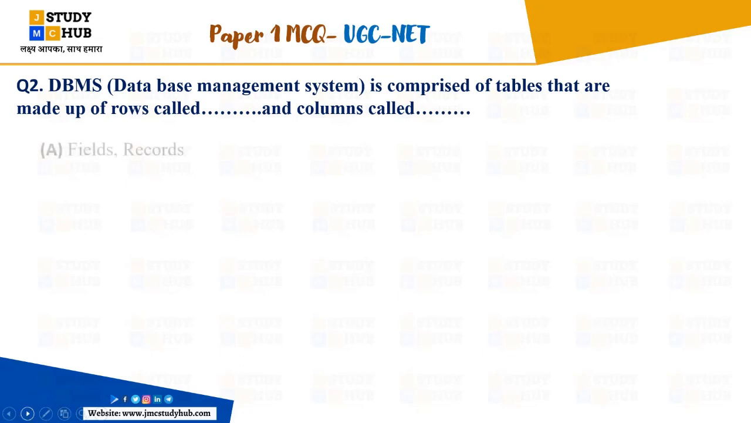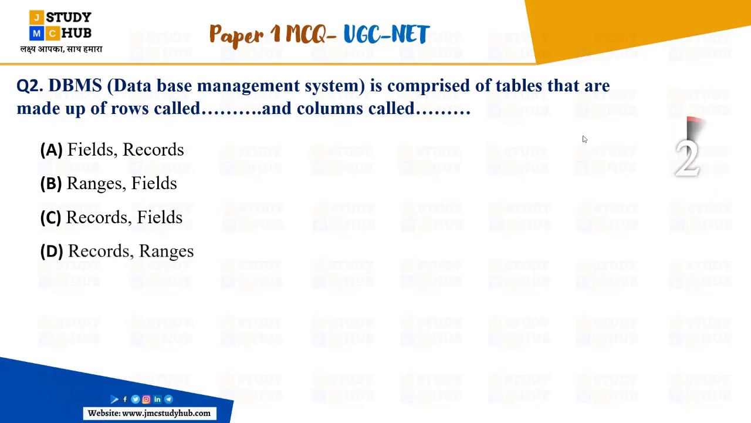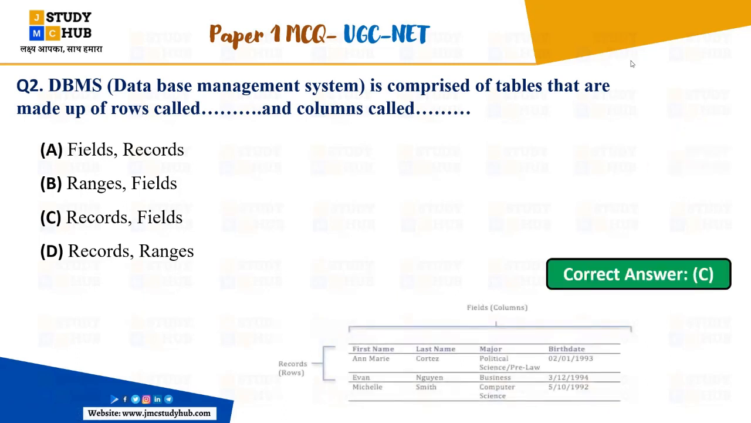See here, the options are fields, records, range, fields, records, range, right? Now you have to say which rows are called what and columns are called what. Everybody, I have given you the hint that it is fields and records. Now you would say what the right answer here is. Everybody, tell quickly. What is the right answer? Okay, so let's look at the answer, right? Very good. The right answer is C.